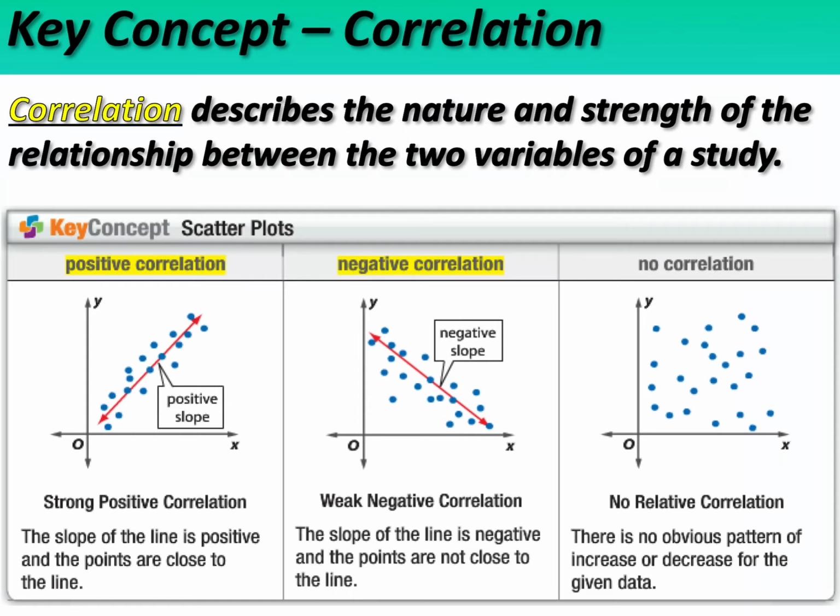Or the nature could be no correlation at all, which we see in this third picture, which is just data points all over the place, which kind of alludes to the two variables not having a relationship, meaning they don't affect one another. Okay, so that's the nature. The nature is positive, negative, or no correlation. The strength is either strong or weak. So the strength is how close the points are to a straight line. So let's write that down.